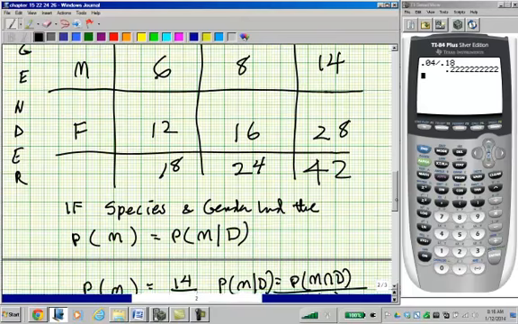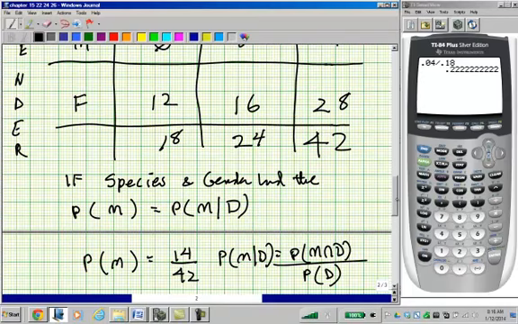Okay, now, are they independent? If species and gender are independent, then the probability of male equals the probability of male given that the species is a dog. Now, you could also do the probability that you're a dog equals the probability of dog given that you're a cat, given that you're female, or given that you're male, or whatever. There's 4 different ways to do this, but we're just going to do one and see what happens.